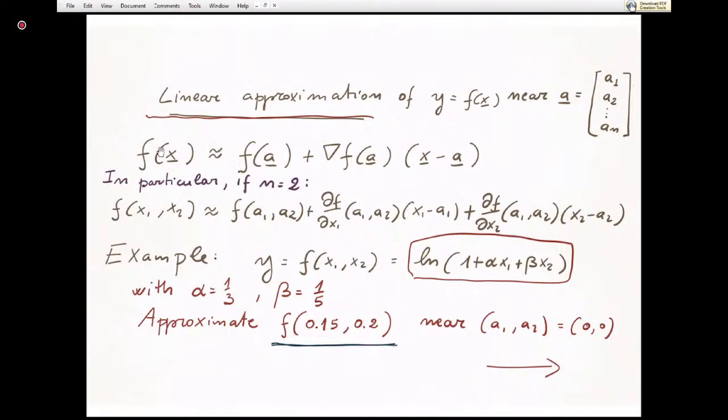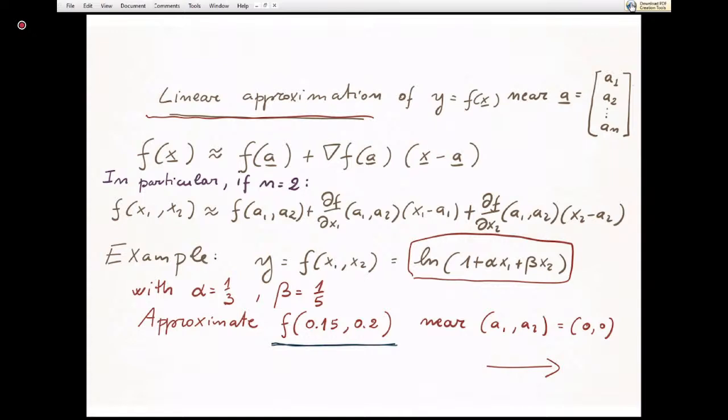And this is a generic function, for instance, of two variables. This is a linear function of two variables, because this is a vector of numbers. So this is a number, this is a vector of two numbers, in the case of two variables, and this is a vector of two numbers. So what you get is a linear function in x1 and x2.